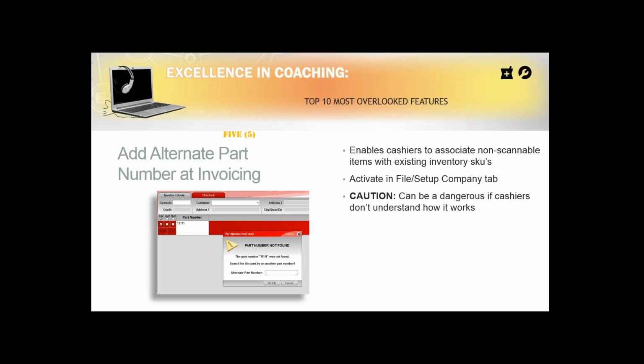Number 5, this one has been way overlooked. It is one of those things that you have to really make a determination whether or not it's right for your business. At invoicing right now, most of the time when you scan an item and it doesn't find it, it just comes up and says part number not found, right? That's the end of the story. That's the only option you have. And you have to press F8 or cancel to move beyond that and continue scanning.